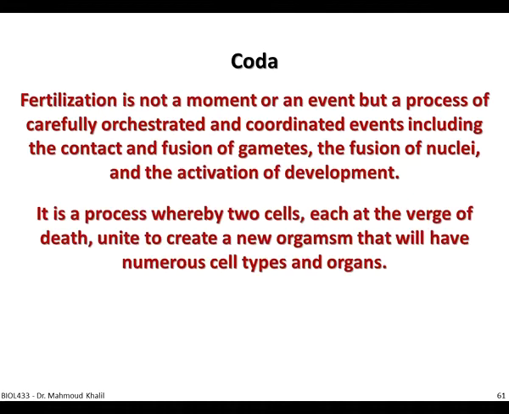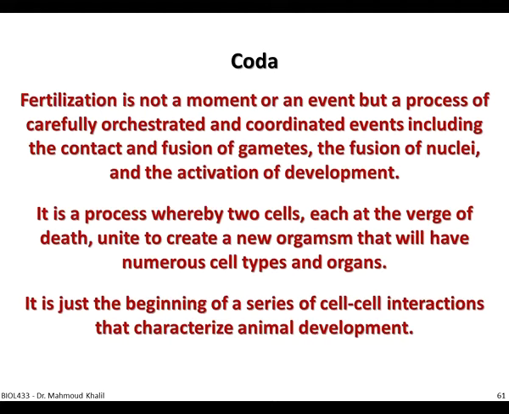So it is a process whereby two cells, each of them at the verge of death. The sperm and the ova, if fertilization does not happen, will both die in a short time. But once they can unite, they create a new organism that will soon develop into an organism with numerous cell types and differentiate into organs. So it is just the beginning of the serious cell-to-cell interaction that characterizes animal development.